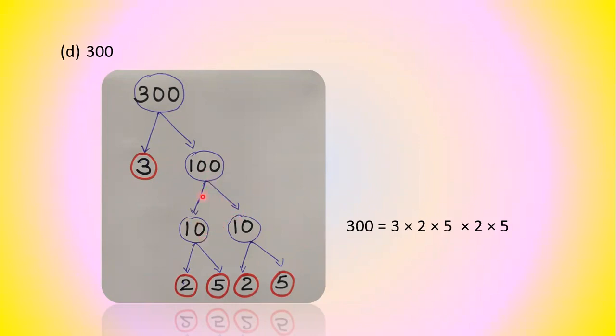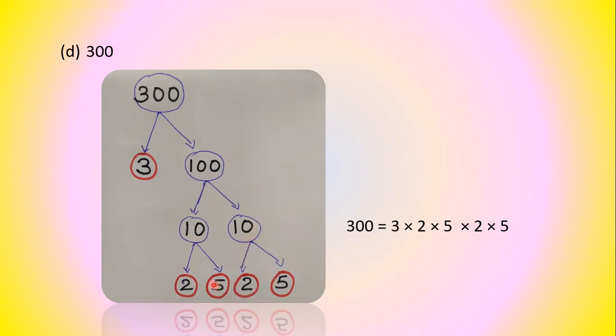10 tens are 100. Now again we will be factorizing 10 because it is not a prime number. On factorizing 10 into prime factors, you will get 2 5s are 10, right? Again, the other 10 also we will factorize as 2 into 5.